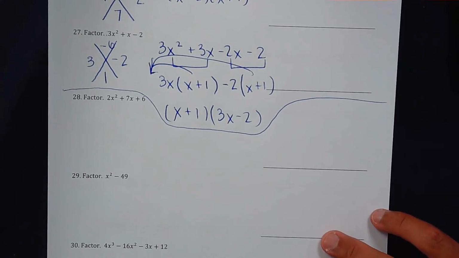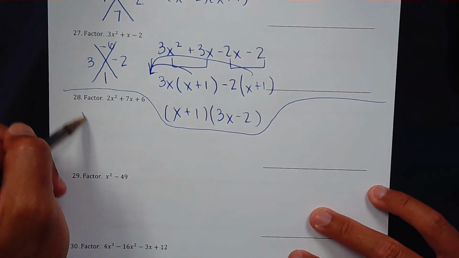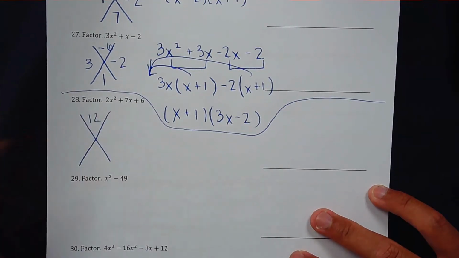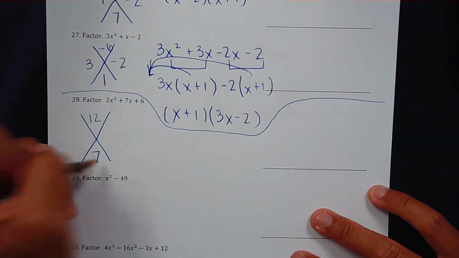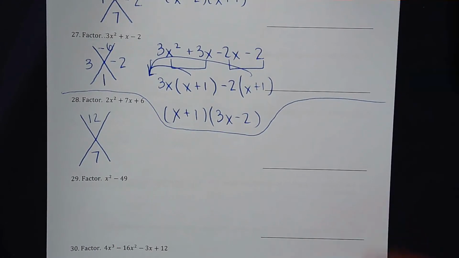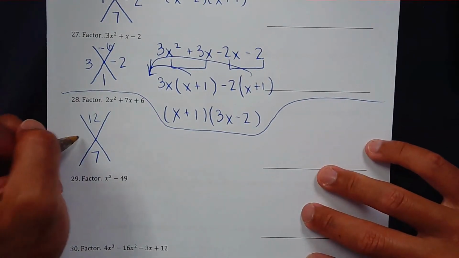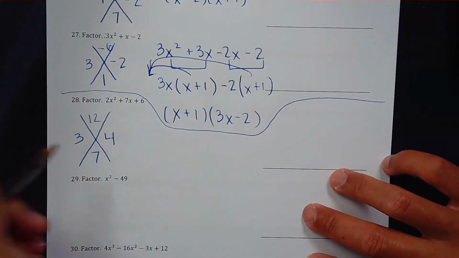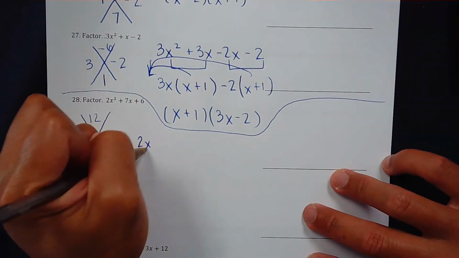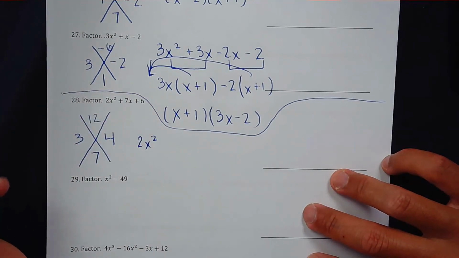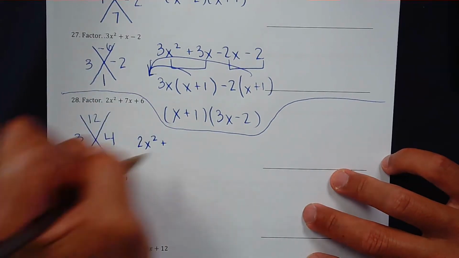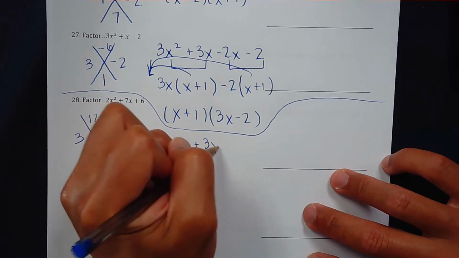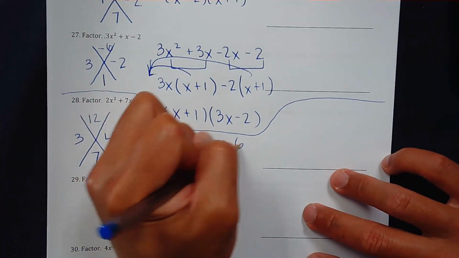All right, so 28. Same process. We're going to think of two numbers that multiply to, well, 2 times 6 is 12, and then add up to 7. Let's see, 2 and 6? No, 3 and 4. Yeah, 3 and 4 works. So we go ahead and split that middle term using our 3 and 4. We get 2x squared plus 4x plus 3x plus 6.